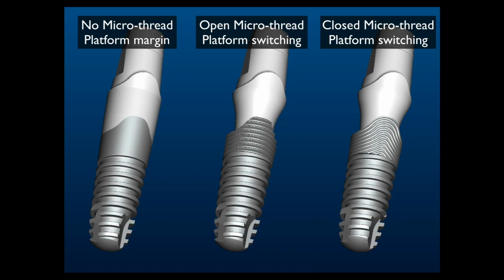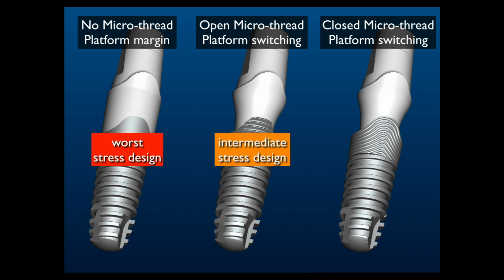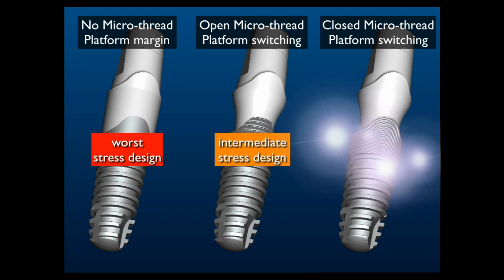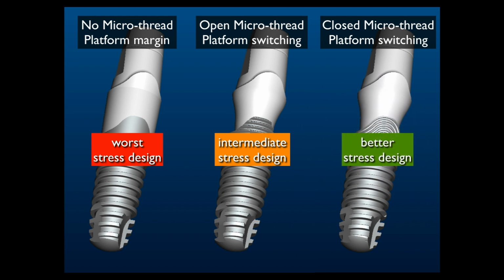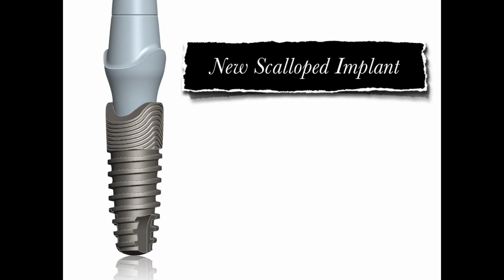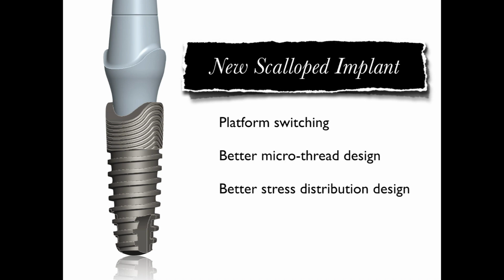The result of the study was that the first generation scalloped implant design, which was no microthread with platform margin in this study, had the worst design for the bone stress. Open microthread with a platform switching had an intermediate stress design. Closed microthread with a platform switching had a better design for reducing the bone stress upon loading. New generation of scalloped implant was produced with platform switching connection and microthread design for better stress distribution.